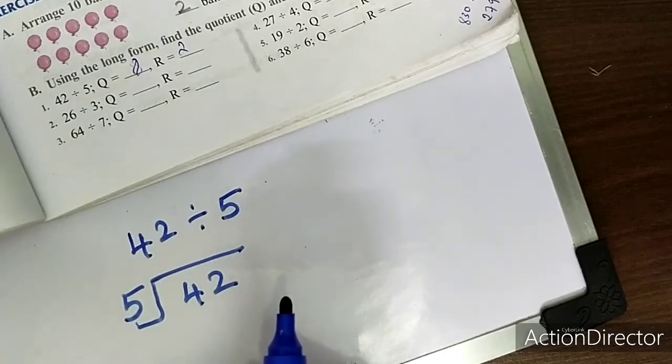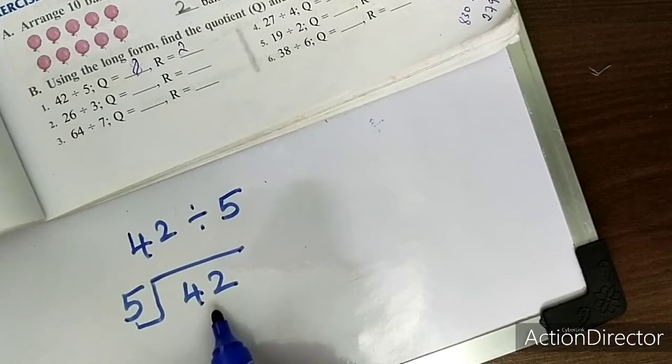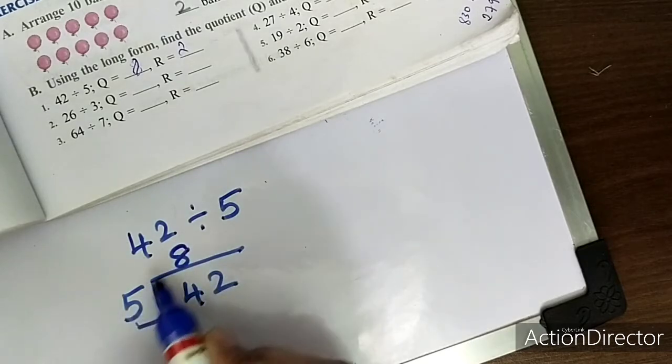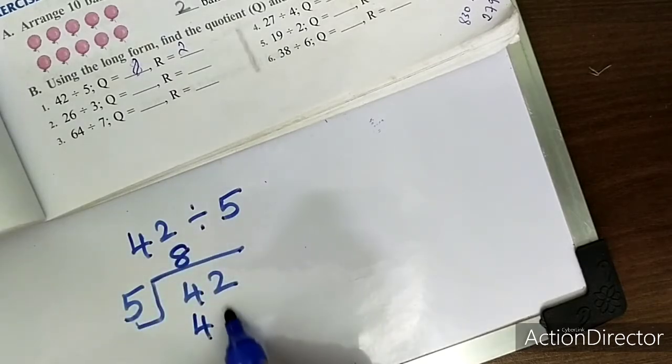5 ones are 5, 5 twos are 10, 5 threes are 15, 5 fours are 20, 5 fives are 25, 5 sixes are 30, 5 sevens are 35, 5 eights are 40, 5 nines are 45. 45 is greater than 42, so we should not take it. So we should take the number before, that is 5 eights are 40.